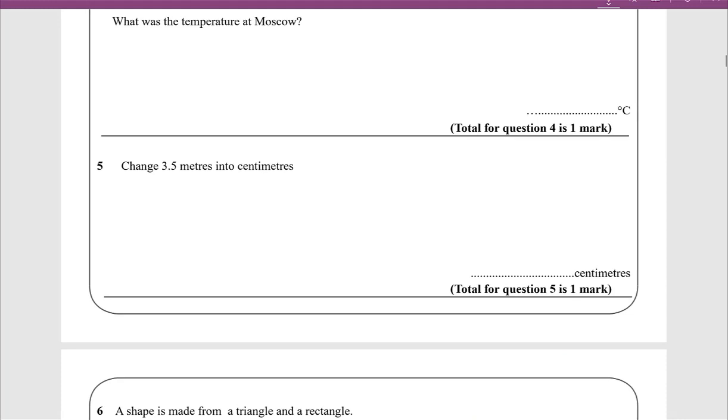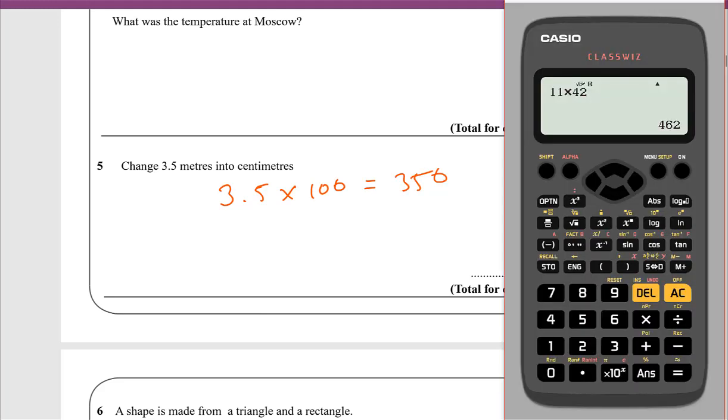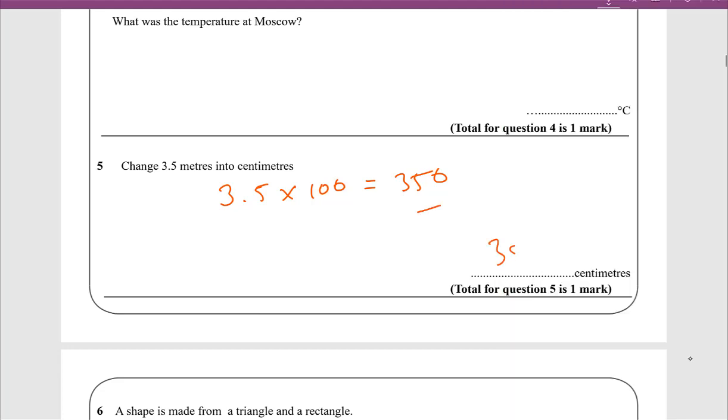Next, change 3.5 meters into centimeters. So make sure you learn the units changeover. So 3.5 into centimeters. We know there's 100 centimeters in a meter, and that will give us an answer of 350. If you're not sure, use a calculator, because I know a lot of people make these silly mistakes and they lose marks. So 3.5 times by 100 is 350, and that's right, 350 centimeters.